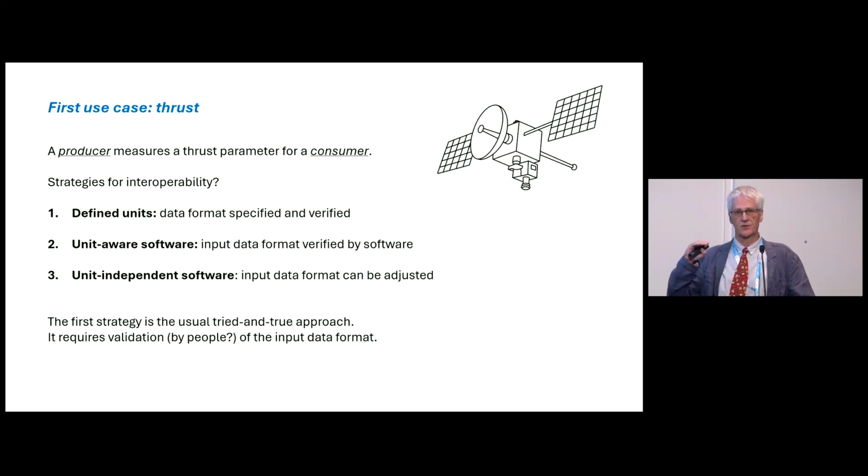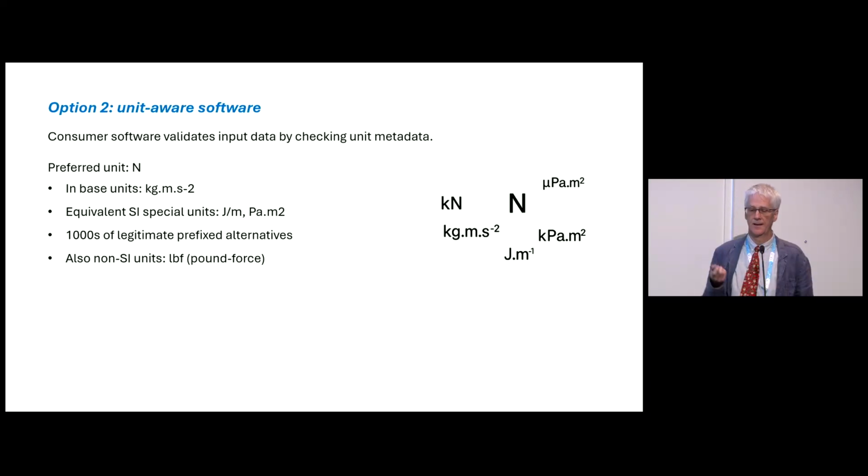Well, what are the strategies for interoperability? We could just simply say you must report your units as newtons, thrust as a force. That's tried and true and usually works, but there's a famous case where it didn't. We could say, software can help us. We can have a unit-aware software system on the consumer side, and it will detect if something's not quite right. Or we could say, could we not have a unit-independent software that can accept and consume things in different formats? So let's leave option one behind, because that's really a 20th century solution.